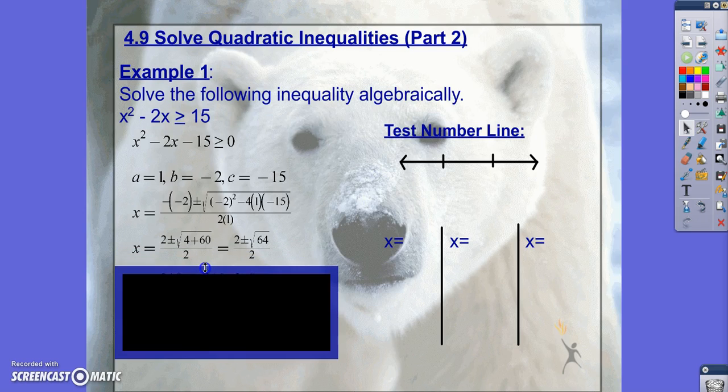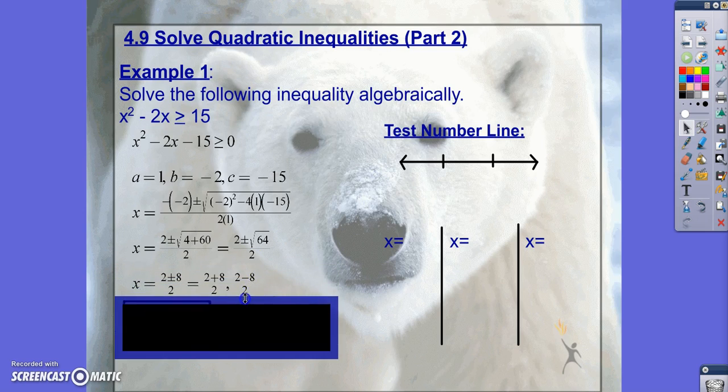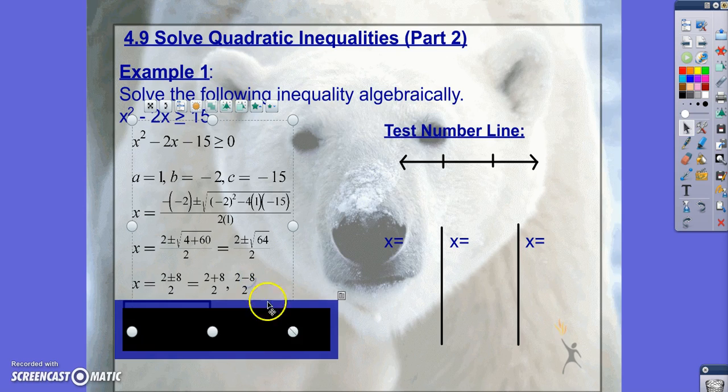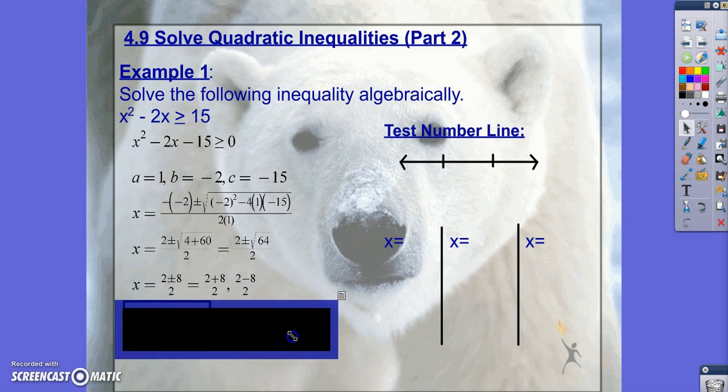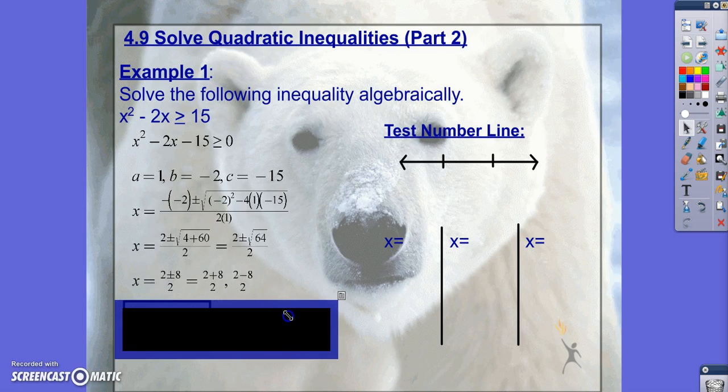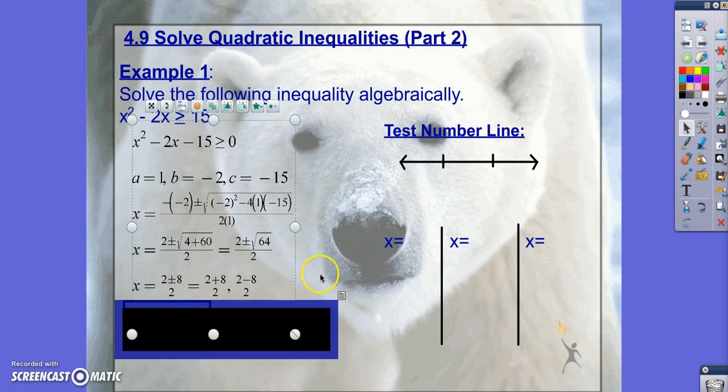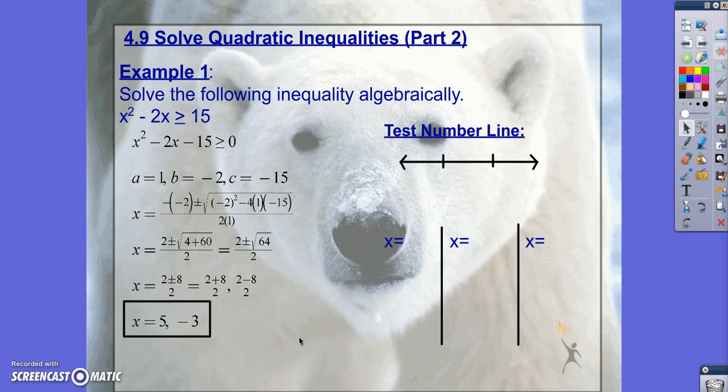I simplify, which you should be pretty familiar with since we just did this in the last lesson. Let's see if you can see this a little bit better. Sometimes you can't see the fractions. Anyway, these are fraction bars. So take a look at how we solve them.